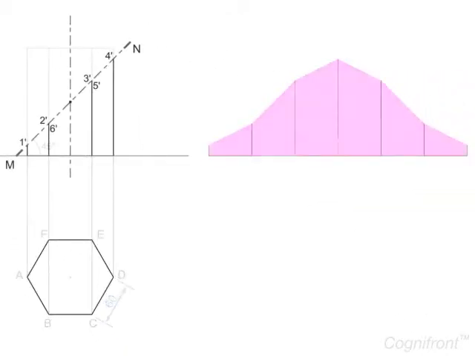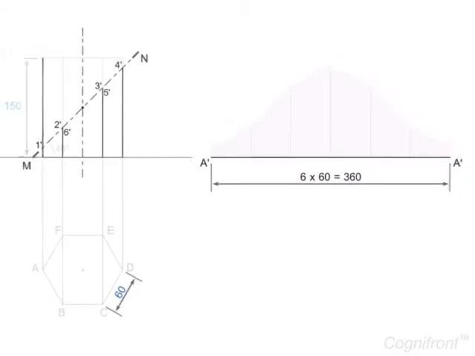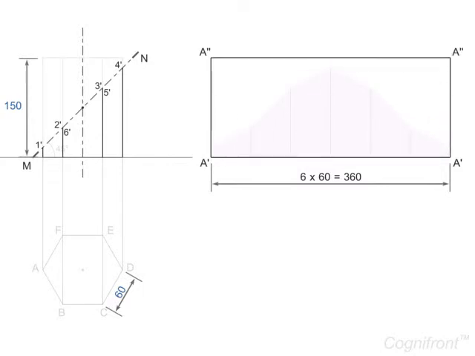To develop the surface, the prism is rolled out, making its lateral surfaces lying on a plane. The line which marks the boundaries of the rolling is known as stretch out line. It is A' here. A' has a length equal to the total side length 360 mm of the prism. Next, draw line A' of length equal to prism's height, that is 150 mm, and complete the rectangle.